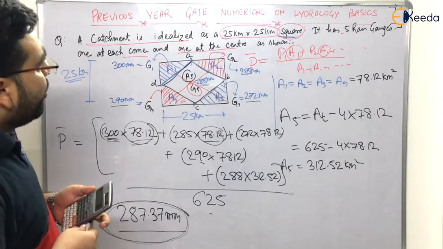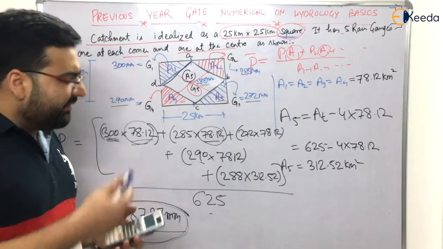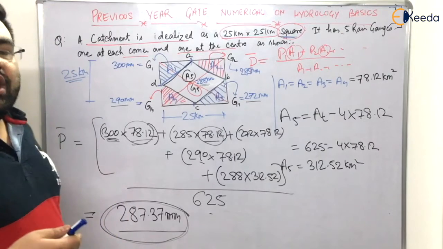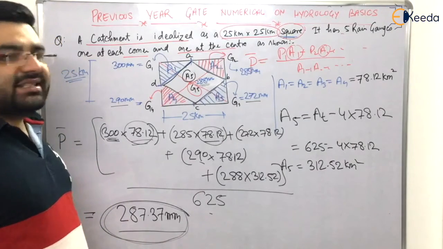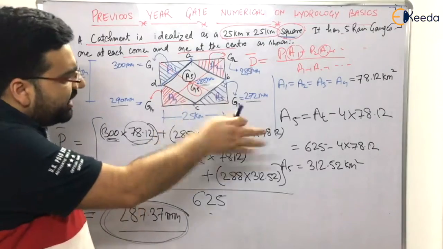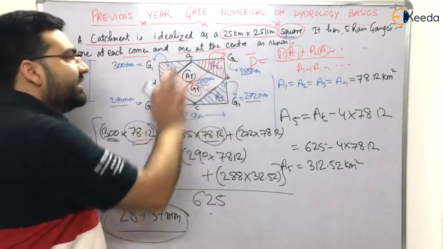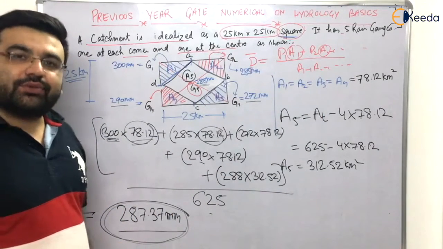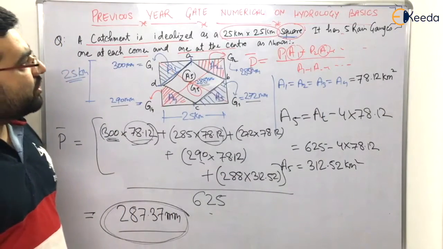Clear? So this was the question which I found a bit tricky. It was a very straightforward question, although, but the thing is that you have to apply basic common sense and the basic geometry. You will get the answer, right? Otherwise, the formula is same. You have to calculate the weighted area and weighted factor, and you will get the answer. Right? So I hope that you have understood this numerical.